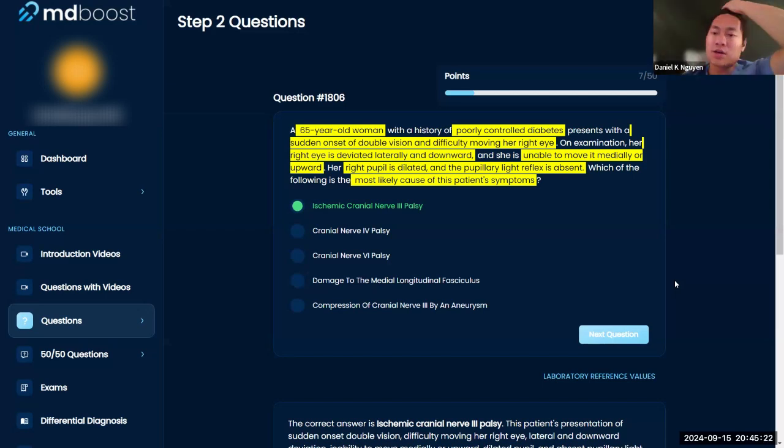And on top of that, the reason why the pupil is dilated is because cranial nerve 3 carries the parasympathetics for your eyes. If your parasympathetics don't work, then your pupil will be dilated. That makes sense.